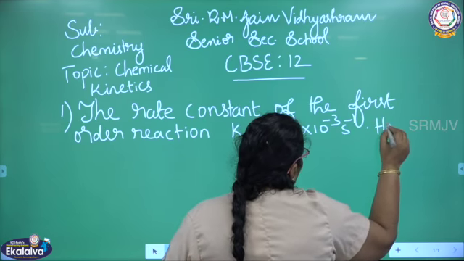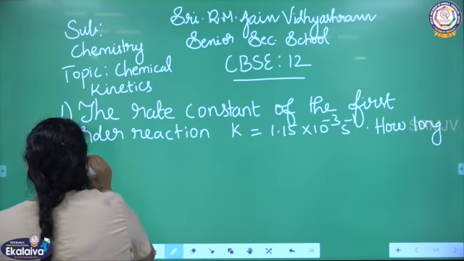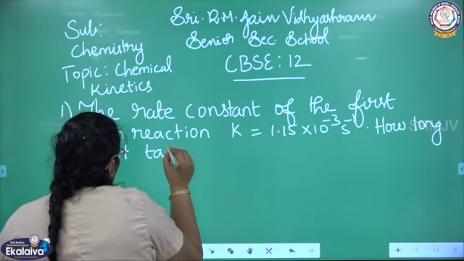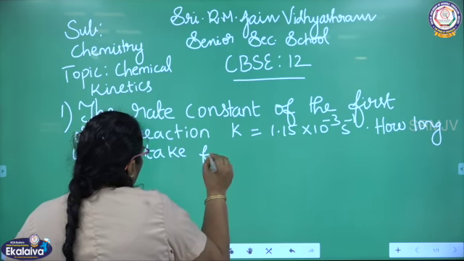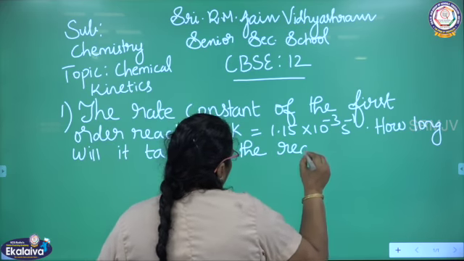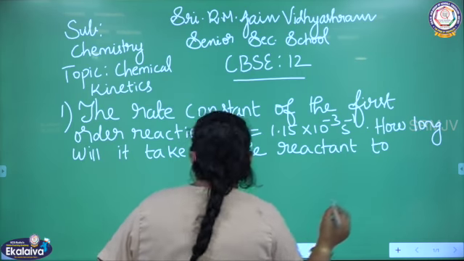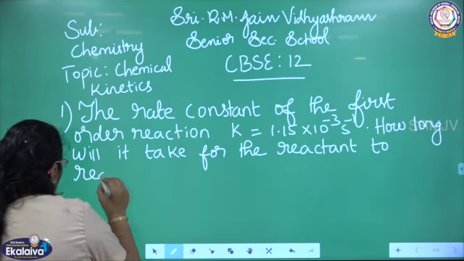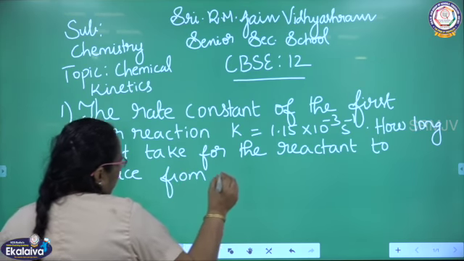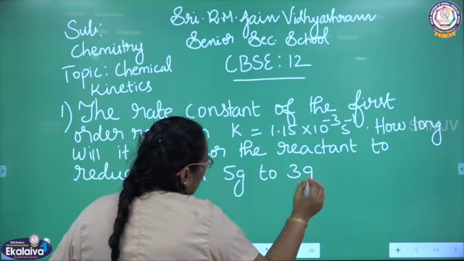How long will it take for the reactant to reduce from 5 grams to 3 grams?